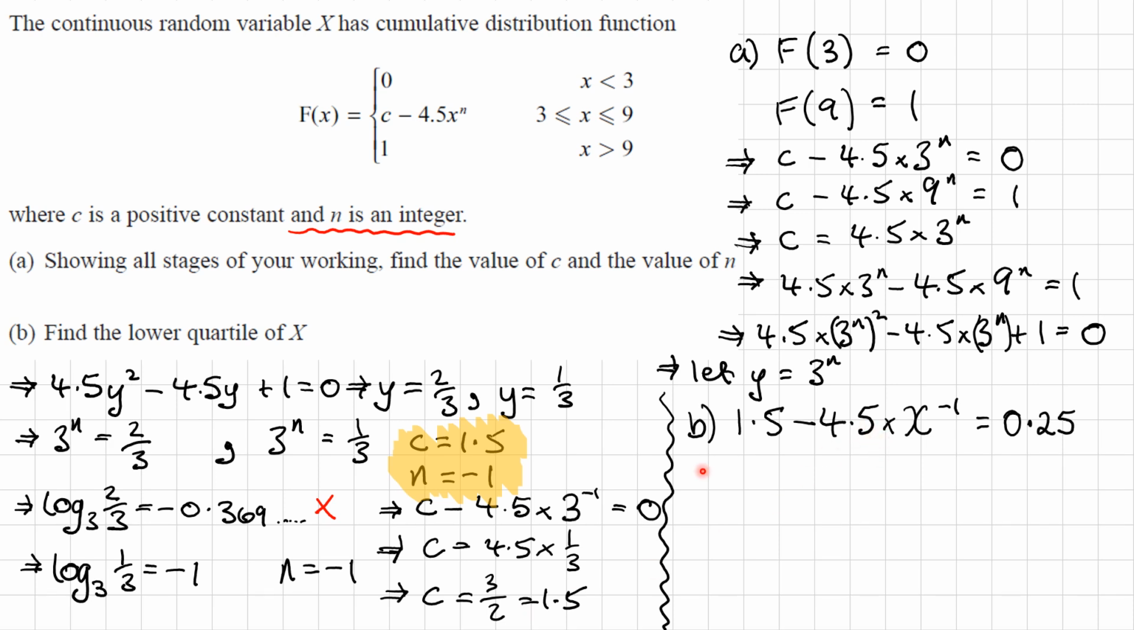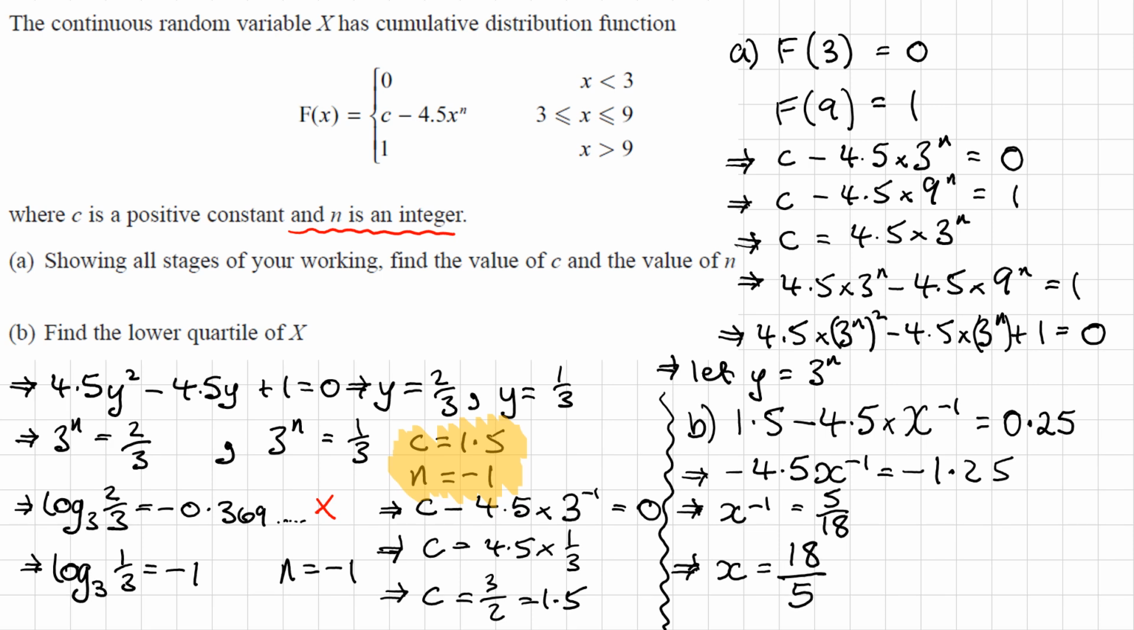So let's subtract 1.5 from both sides. So -4.5 x to the power -1 is -1.25. We can get rid of the negatives from both sides or divide both sides by -4.5. So we'll get x to the power -1 is equal to 5/18. So that means that x is basically equal to 18/5, or you can give that as 3.6.